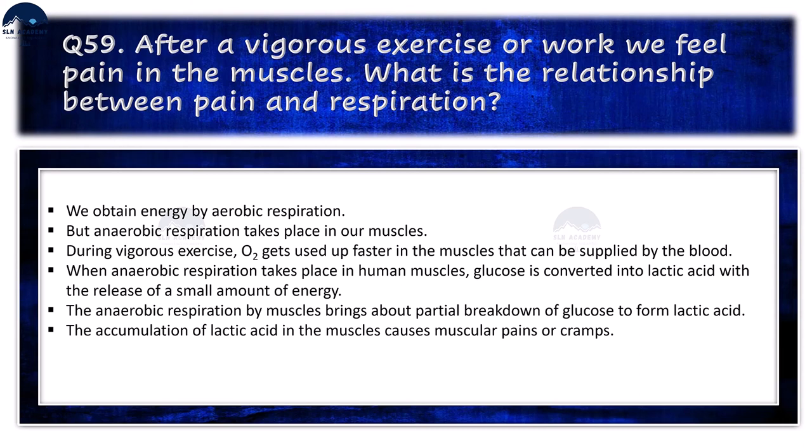When anaerobic respiration takes place in human muscles, glucose is converted into lactic acid with the release of a small amount of energy. The anaerobic respiration by muscles brings about partial breakdown of glucose to form lactic acid. The accumulation of lactic acid in the muscles causes muscular pains and cramps.